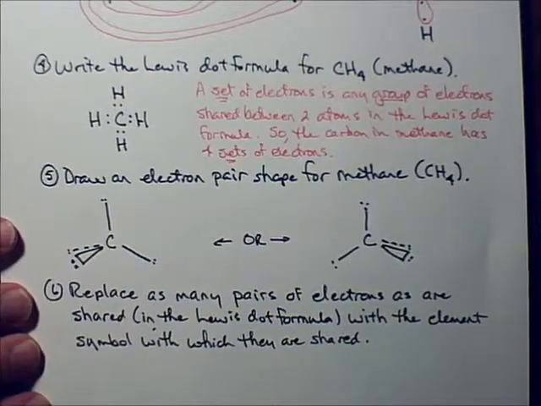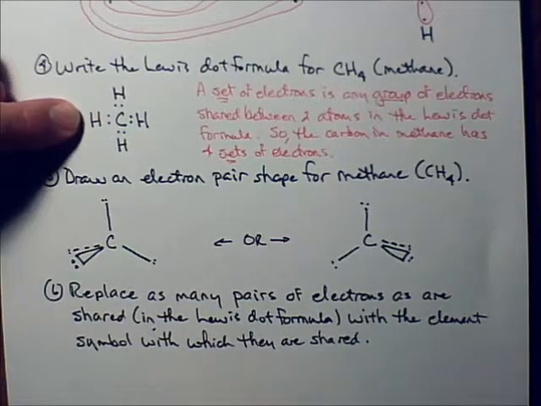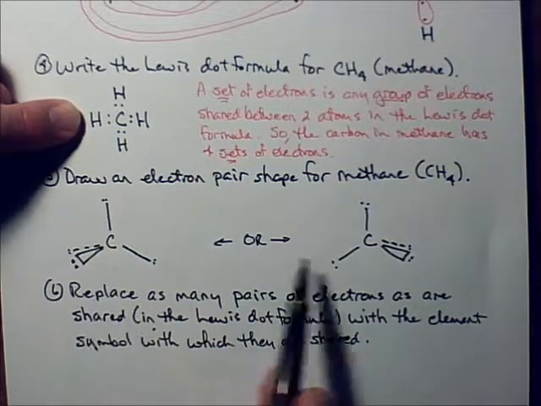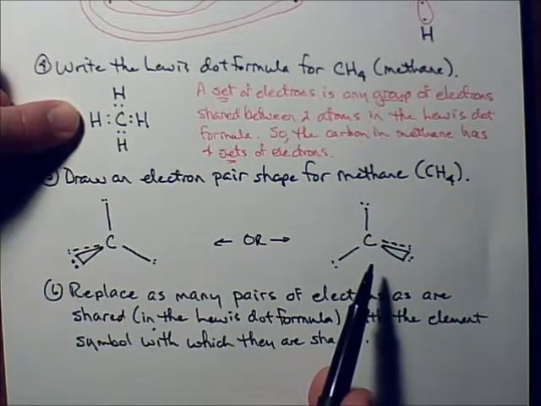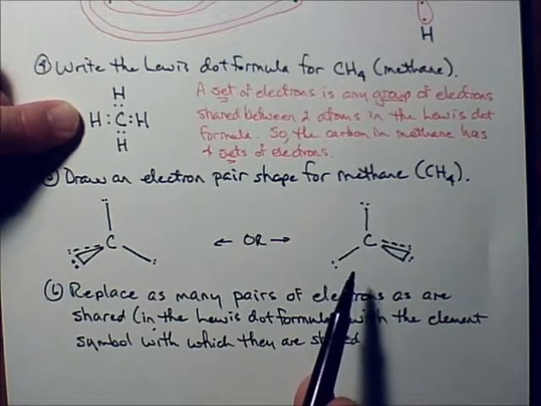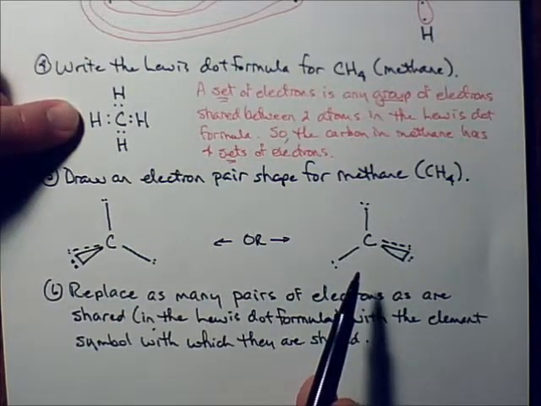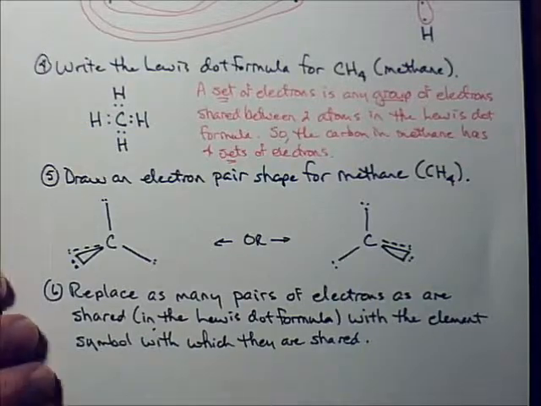Okay, so we're going to replace as many pairs of electrons as are shared in the Lewis dot formula with the element symbol with which they are shared. So here's our Lewis dot formula right up here. And here's our tetrahedral arrangement. The first thing we want to do is redraw this tetrahedral electron pair shape in pencil. Now, word of warning, a lot of students try to skip over steps or write it in pen because they think they can do this. But they forget we're going to get the harder stuff. So if you'll follow all the steps I'm teaching you, you'll get there with a lot more assurance. Being a lot more assured you'll have the right answer when you're done. Okay? So follow the steps.